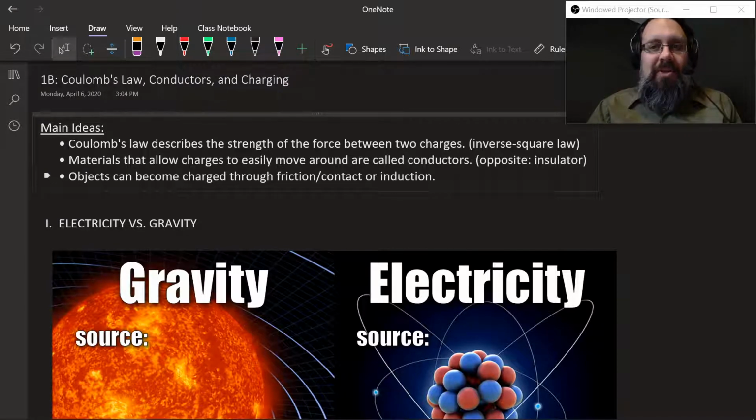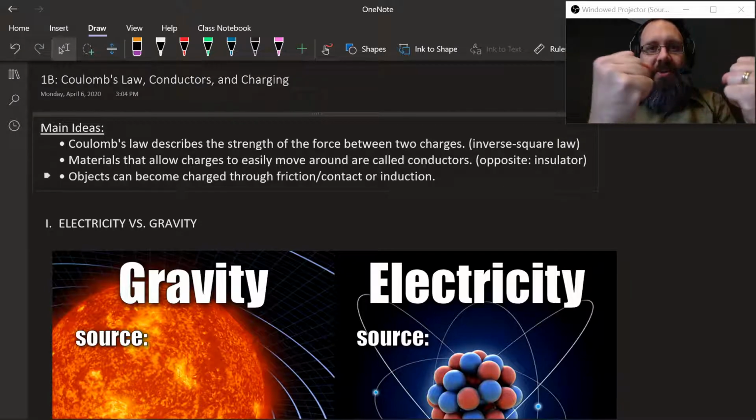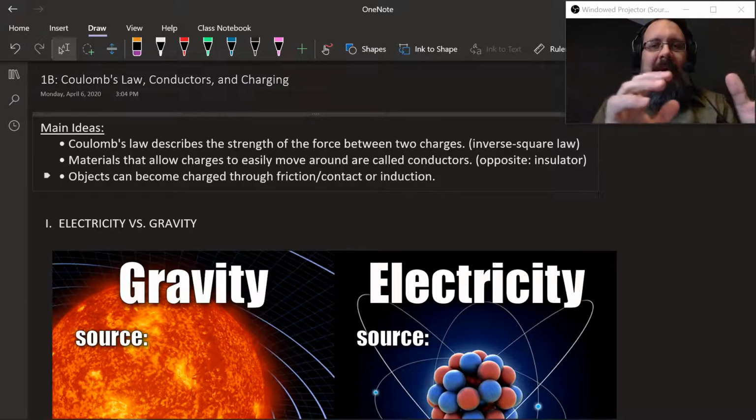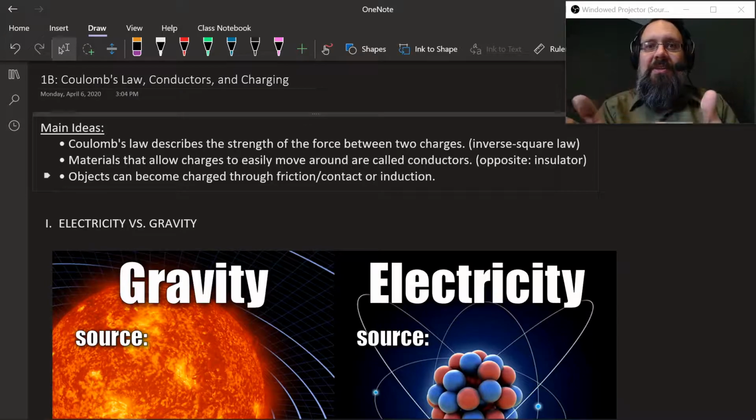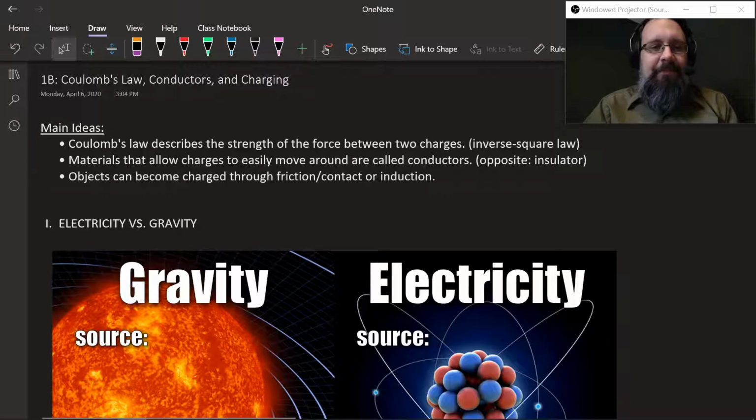And then the last idea today is that objects can be charged through friction or through something called induction. So altogether, when you talk about how we can describe the force that charges exert on each other, we'll be talking about how charges can move through objects, whether they are conductors or insulators. And then lastly, we'll be talking about how you make objects become charged in the first place.